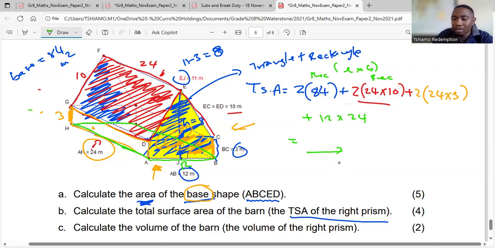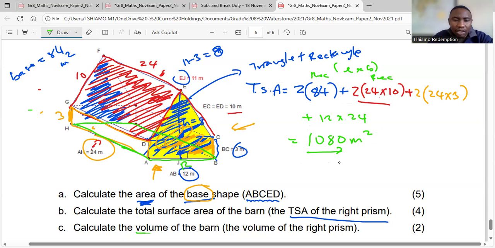So I'm just going to go ahead and press it on the calculator. You can pause the video, do it yourself. Don't just be a spectator without working. 1,080 meters squared because we're dealing with total surface area. So please check. This was a nice, beautiful question.